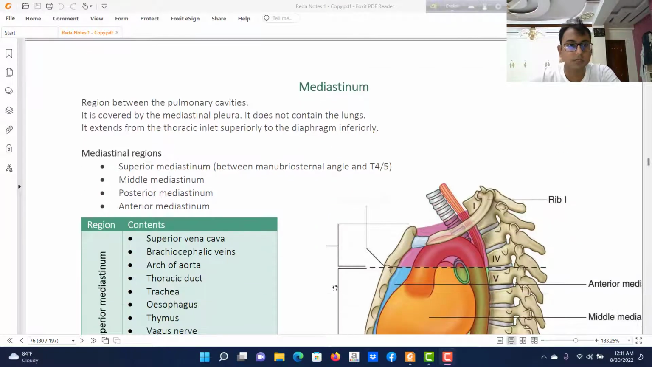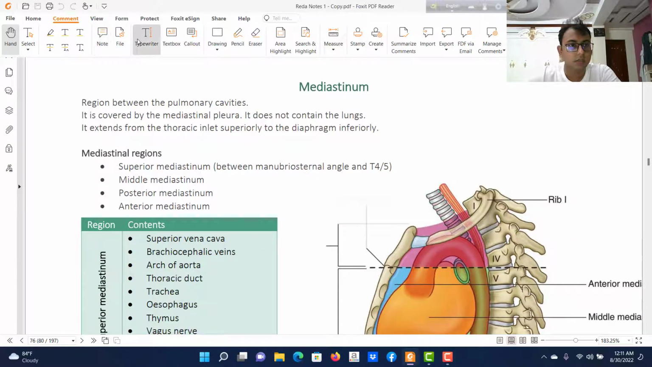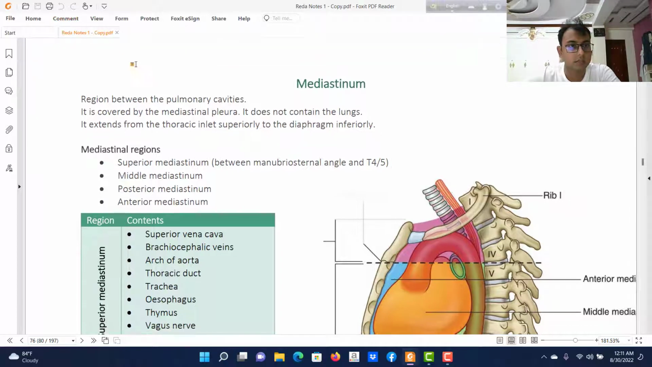First, the mediastinum. What is mediastinum? It is the region between the pulmonary cavities. In between two lungs there is a space where the heart and the great vessels lie. That space is called the mediastinum. It is covered by mediastinal pleura. It does not contain any lungs. It extends from the thoracic inlet superiorly to the diaphragm inferiorly.